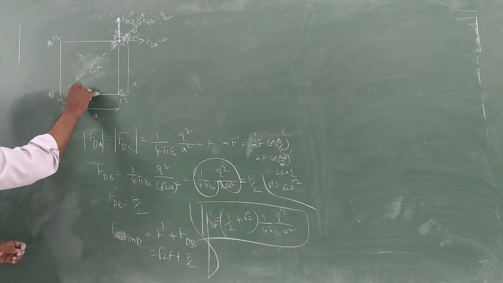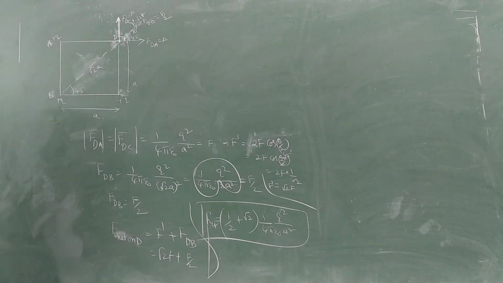This will also become 45, and that also becomes 45. Because two equal forces are perpendicular to each other, what is the angle between them? 45 degrees. The angle will be equally divided. Resultant.